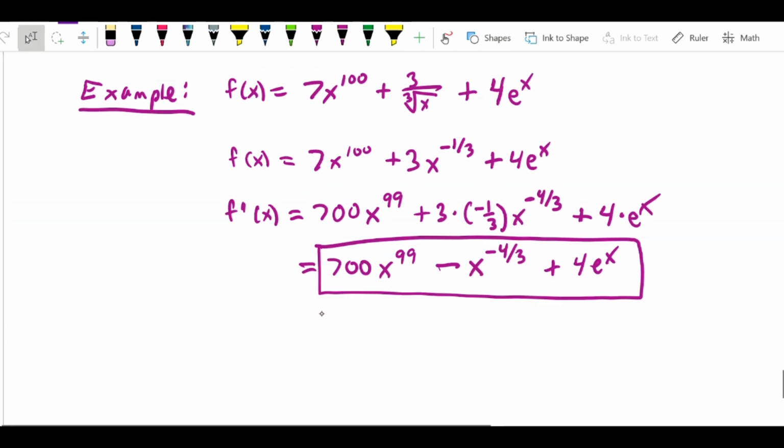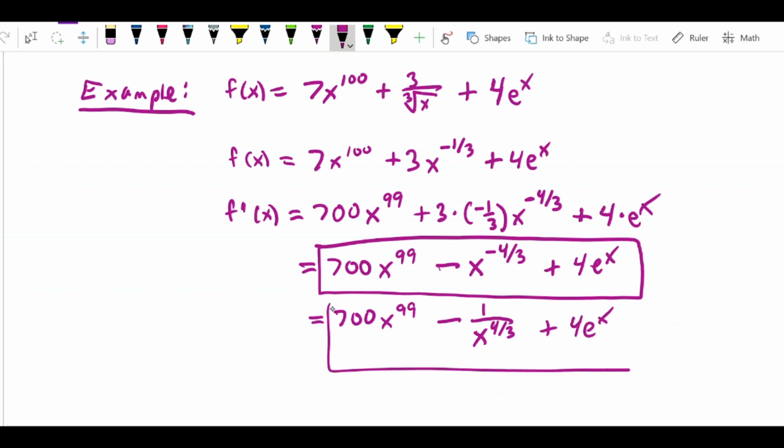Sometimes, by the way, you're asked not to put any negative exponents in the answer, in which case we could easily rewrite this in this form: minus 1 over x to the 4/3, and then plus 4e to the x. So there we go. Either of those should be acceptable.